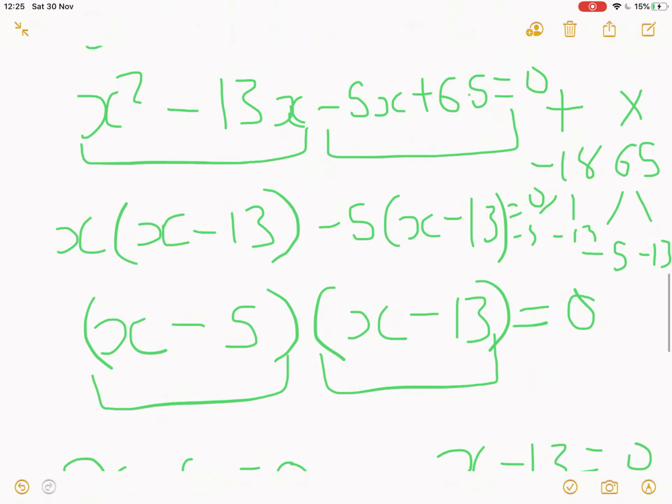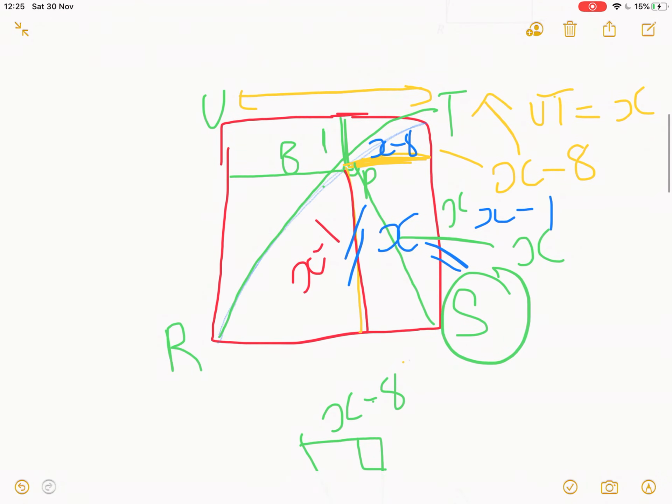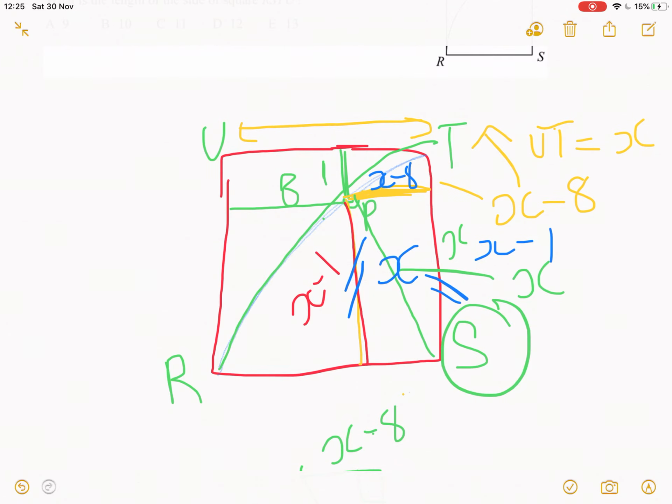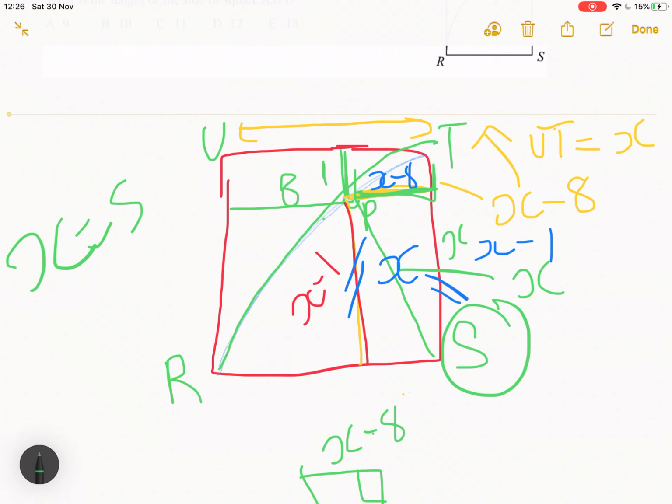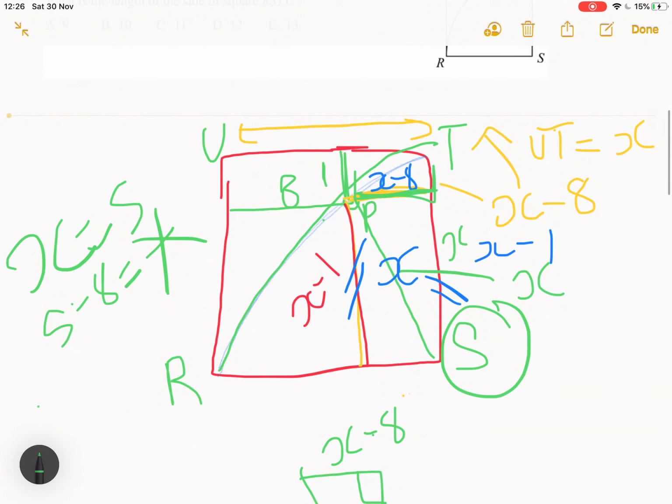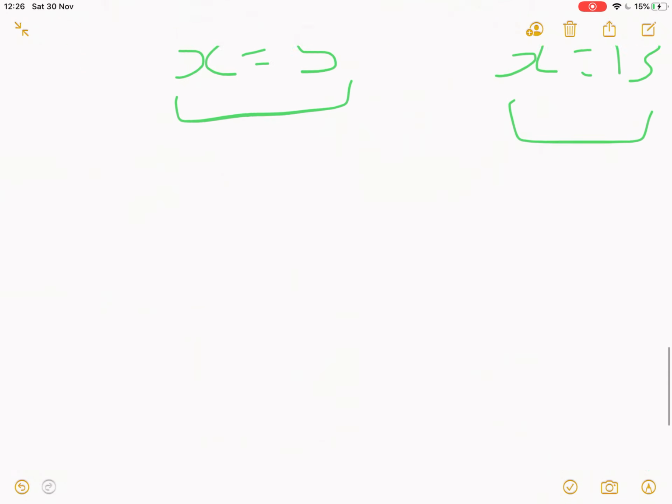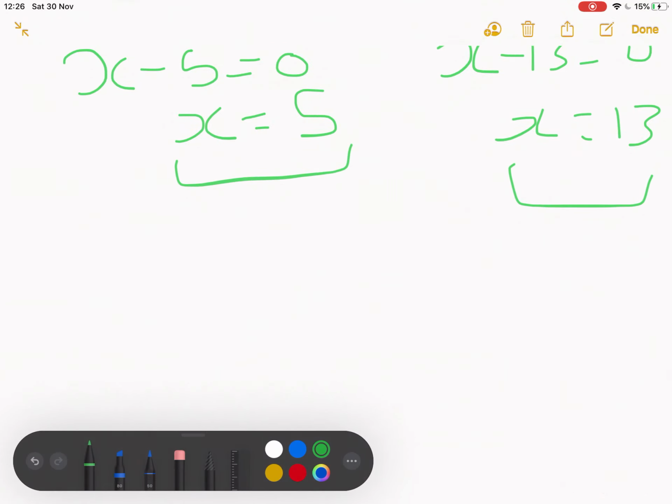However, we can go back to our question and see that our UT was basically x, and that x minus 8 is the length of the yellow line, so this length here. And if x is 5, then 5 minus 8 is a negative number, and that doesn't work. So x has to equal 13 for the yellow line to be a positive length. Therefore, the value of x is 13.